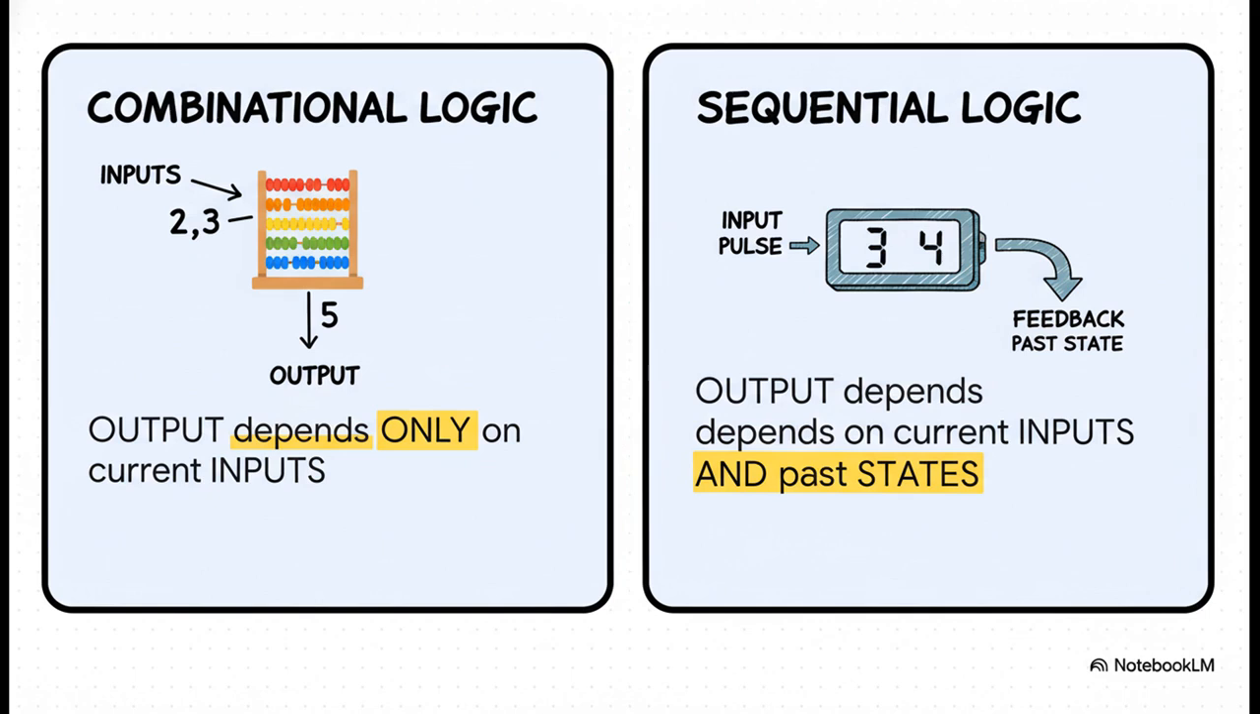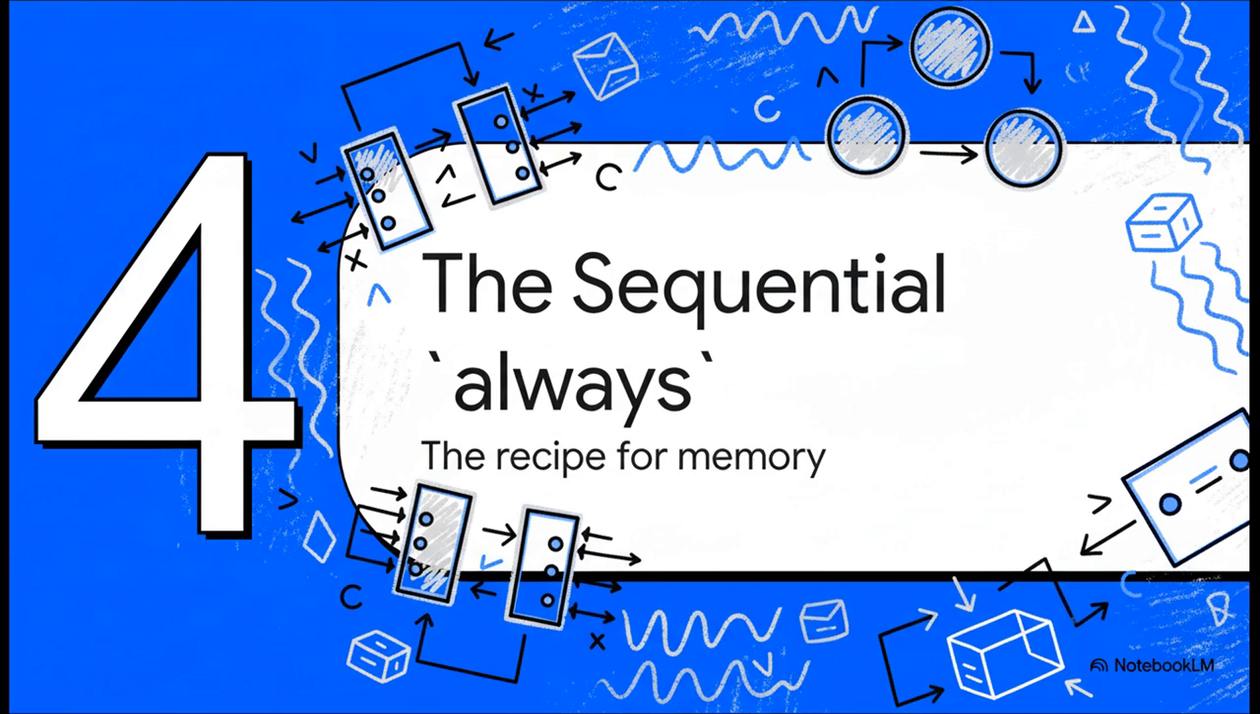But sequential logic, that's a whole other ballgame. It's stateful. Its output depends not just on the current inputs, but also on its previous state. A counter is the perfect example here. It absolutely has to remember its current value to figure out what the next one should be. To build these stateful sequential circuits in Verilog, we use a special tool called the sequential always block. This is the fundamental pattern, the recipe for building any circuit that needs to have memory, from a simple 1-bit flip-flop all the way to a complex state machine in a microprocessor.